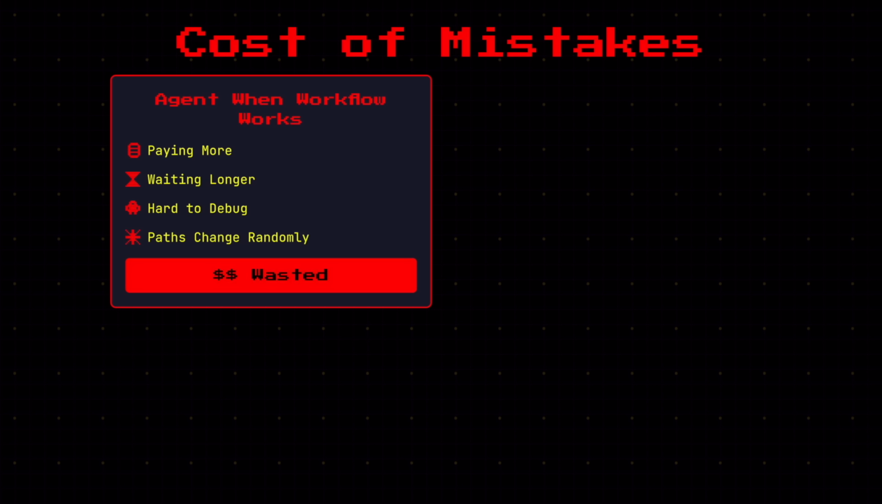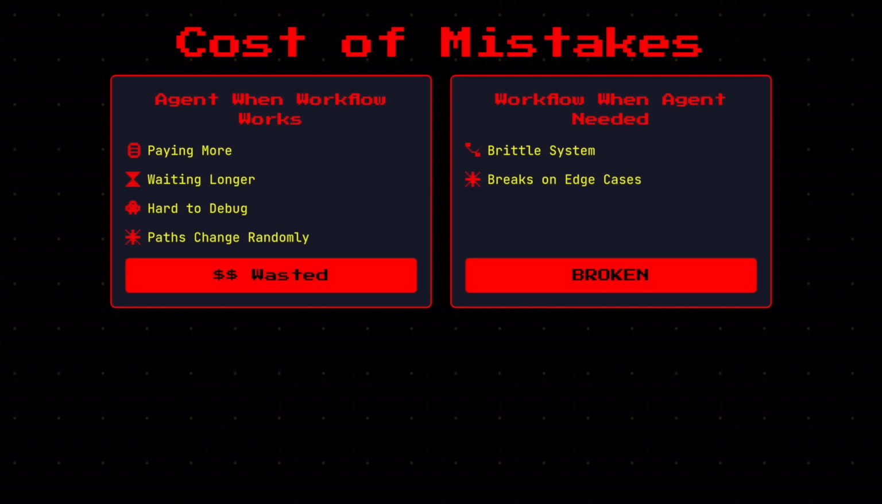On the other hand, using a workflow when an agent is needed creates a brittle system. It breaks on inputs you didn't anticipate. It can't handle edge cases. It needs constant updating every time requirements change slightly.